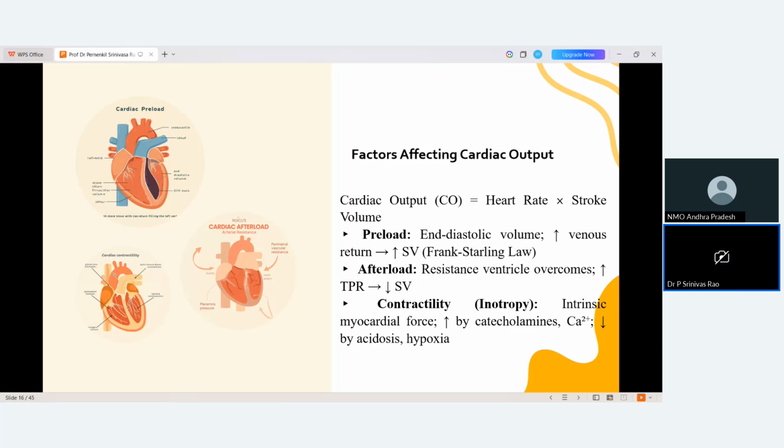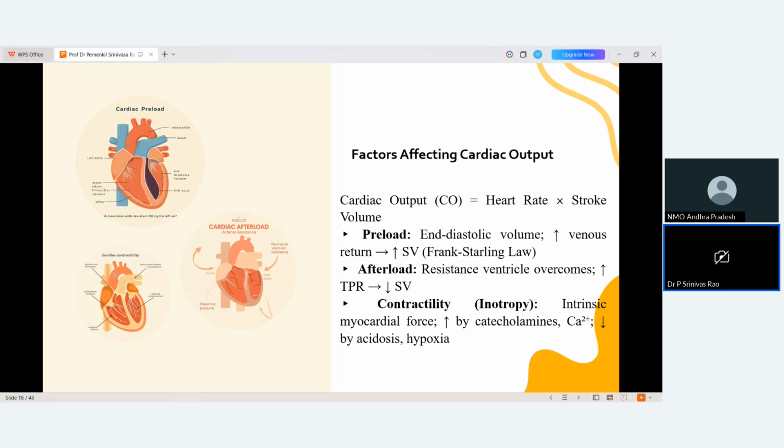The preload is the amount of blood which is present at the end of diastole inside the ventricle. So what does this depend upon? It depends upon the venous return. What do you mean by venous return? The amount of blood which is coming through the superior and inferior vena cava into the right ventricle. Okay, that is the venous return. Whenever there is an increase in the venous return, it causes an increase in the stroke volume. This is the Frank-Starling law. I will be talking about the Frank-Starling law later on.